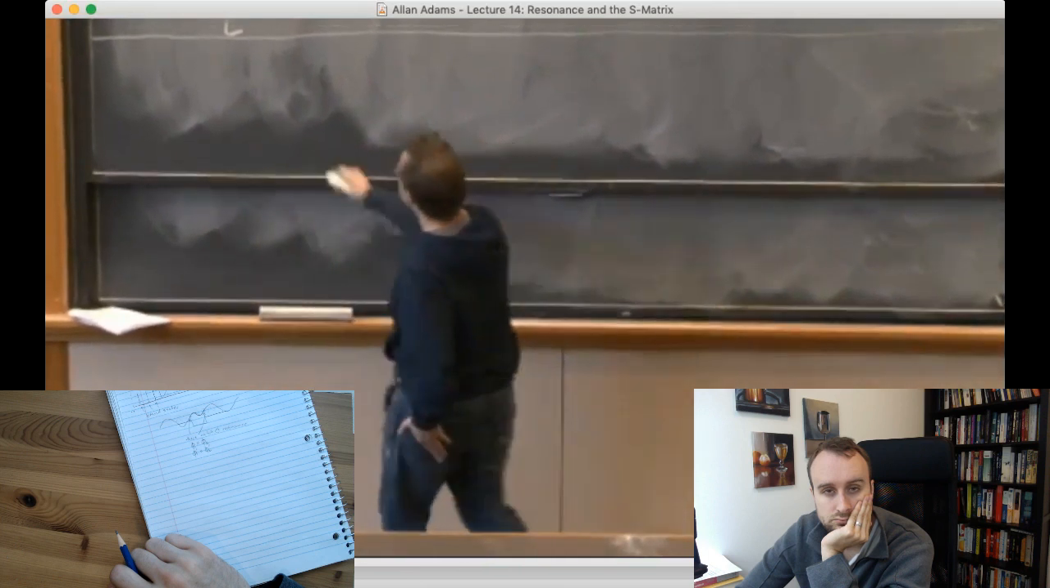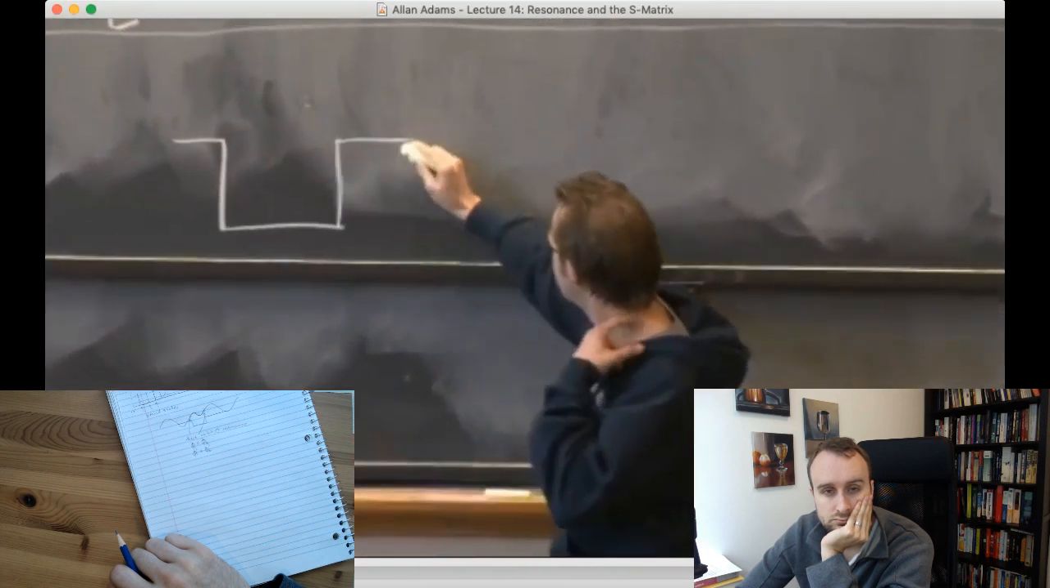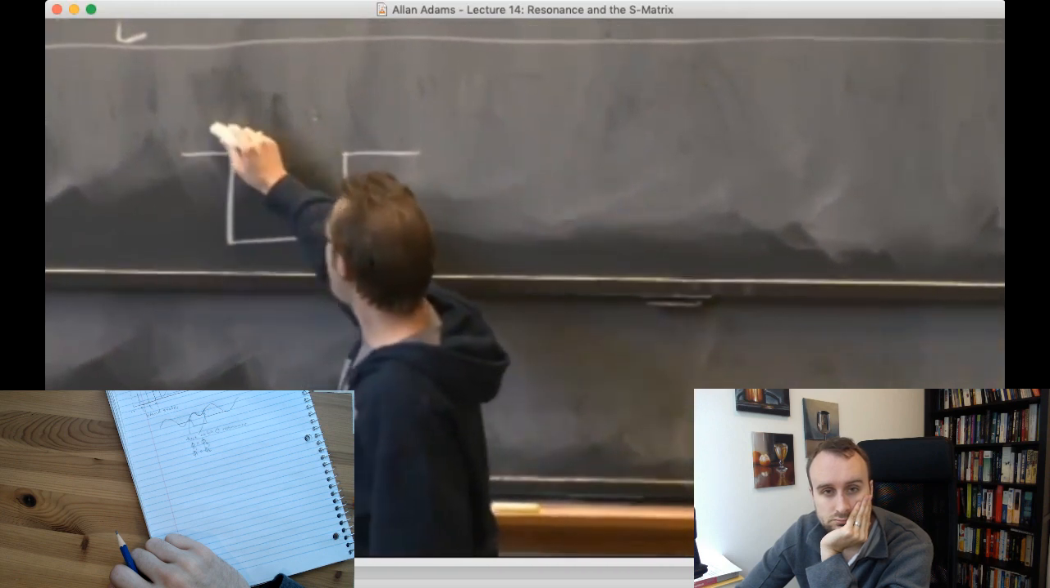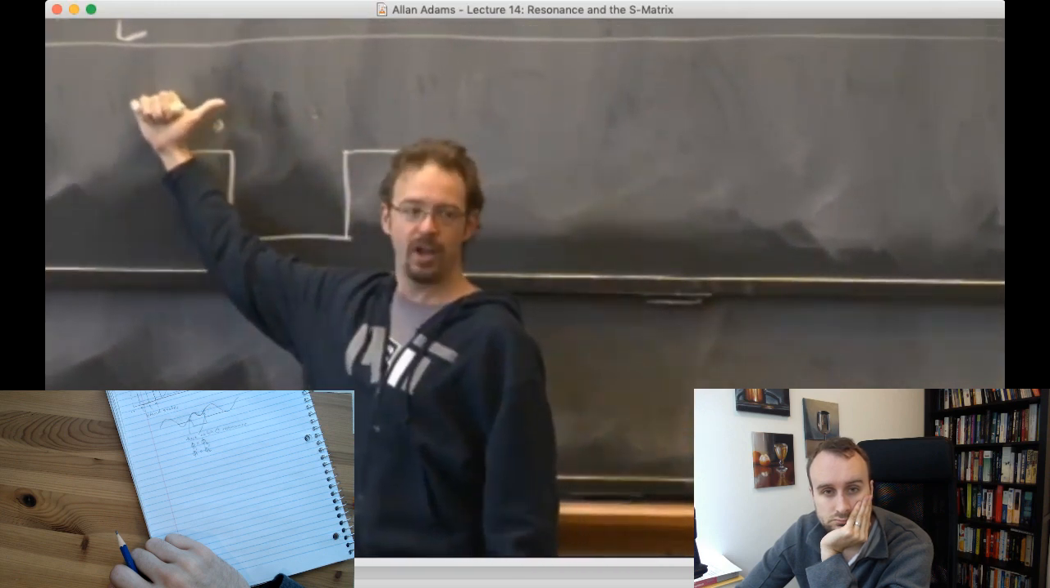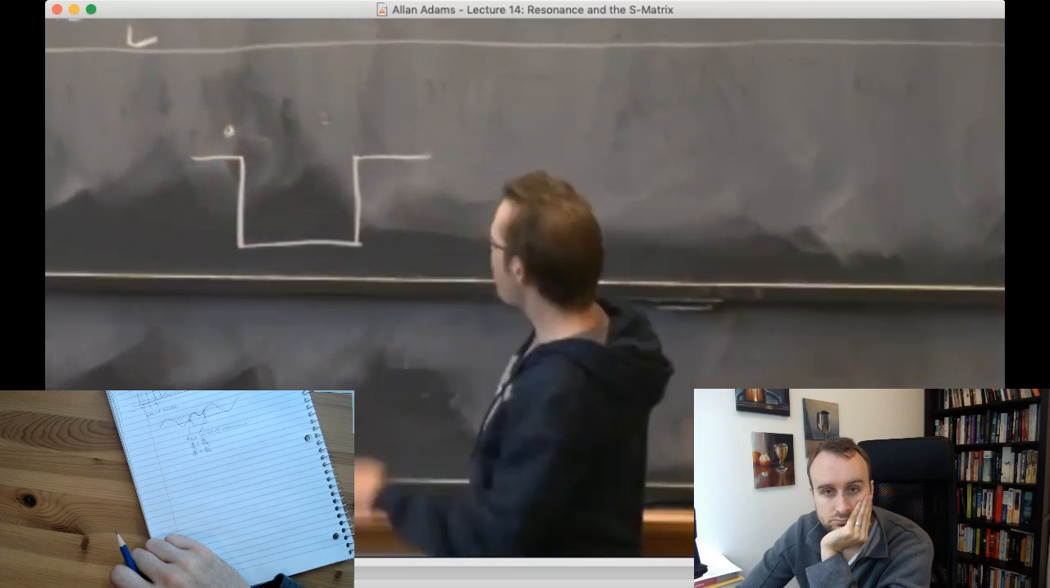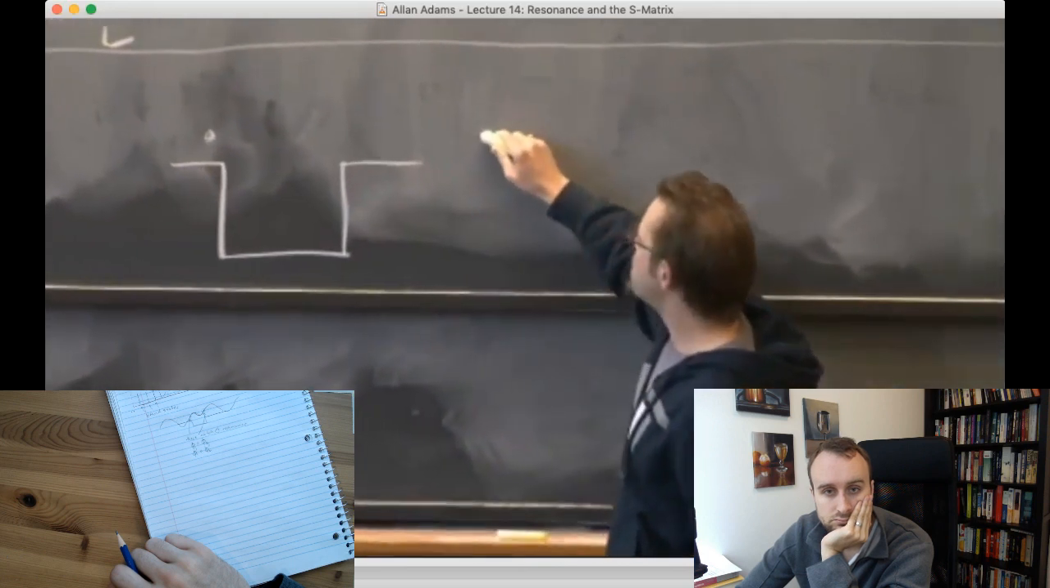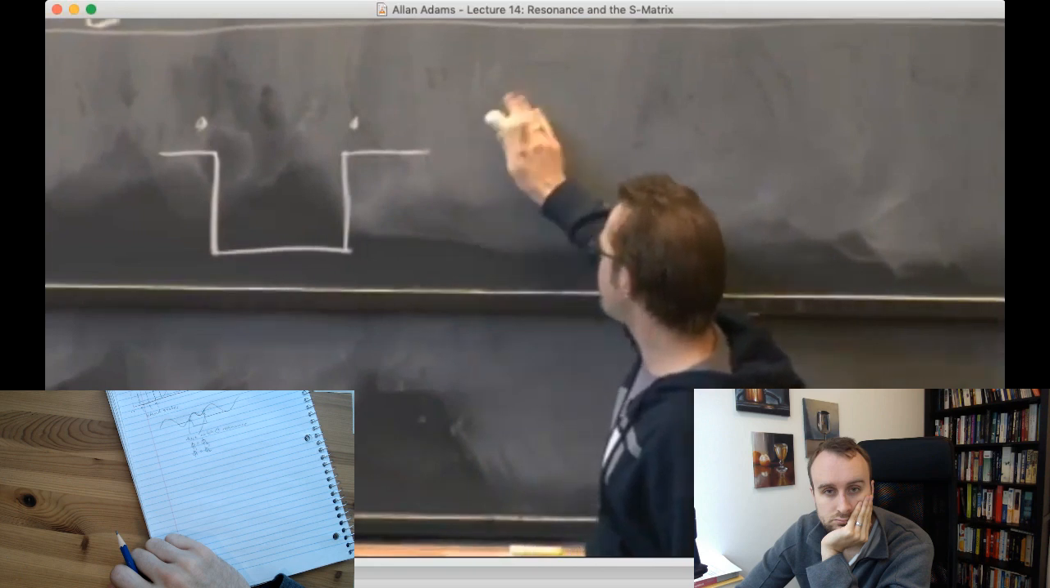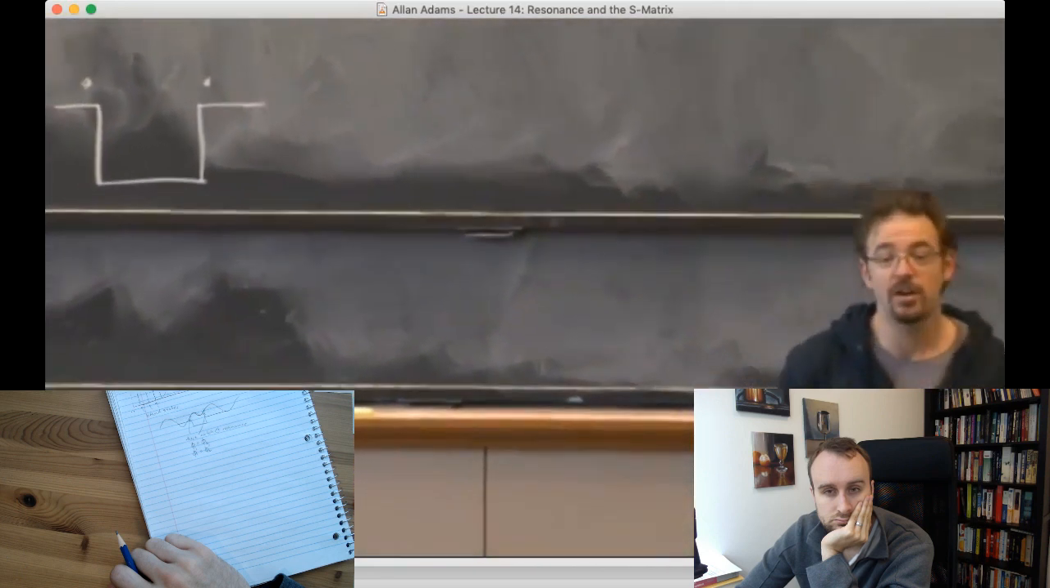Suppose we have this square well, and I know I have some amplitude here. I've got a wave function, it's got some amplitude here, and some positive momentum going this way. And I want to ask, what's the probability that I will scatter past the potential, let's say to this point right here, just on the other side of the potential? What's the probability that I will scatter across?